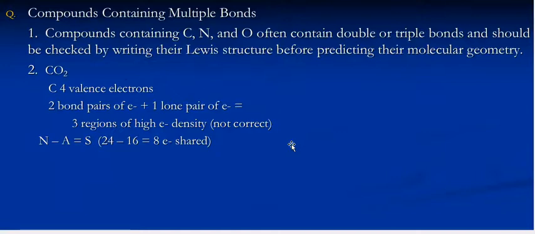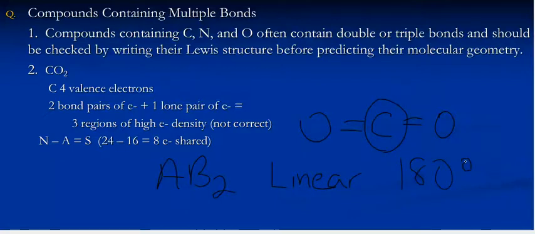When you have compounds containing multiple bonds, again, we're going to draw the Lewis structure. So for example, CO2, there's going to be 2 double bonds around the carbon. So double bonds will count as a single bond when we're predicting the geometry. This is a linear molecule. This is an AB2 type. There are no lone pairs around the carbon, so it's linear, and the bond angle is 180. So just like with all of the other compounds before, draw the Lewis structure.